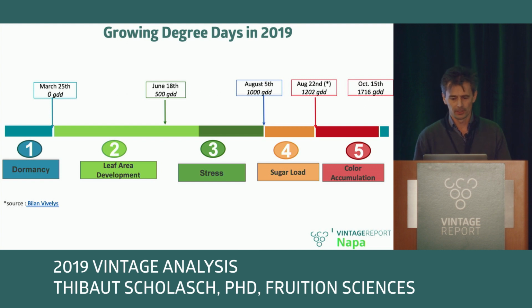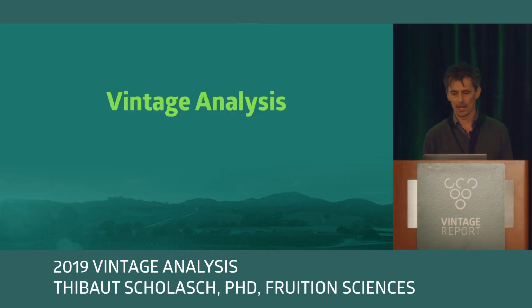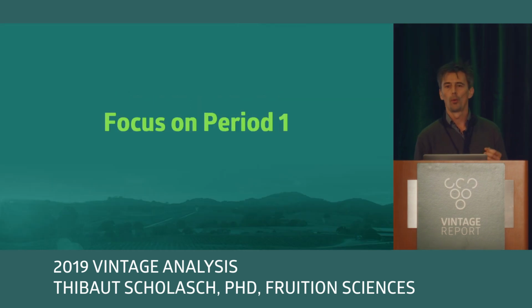For the sake of the time frame, I put October 15 just as a reference, where you see we had reached the 1,700 growing degree days bar. So now I'm going to use that to walk through the season and at each stage try to build inferences in terms of how climate variables are driving a specific plant response. So with that framework in mind, let's dive into period 1.